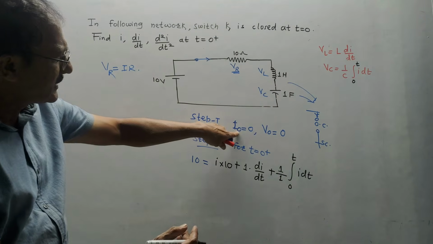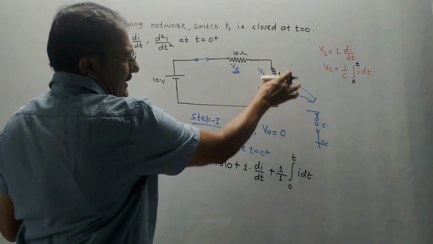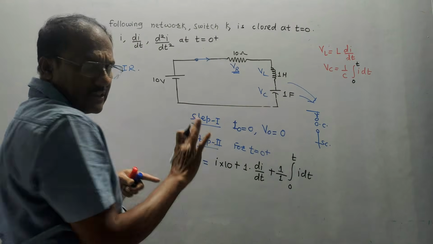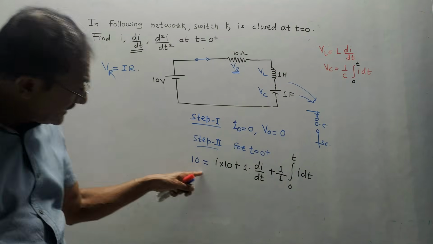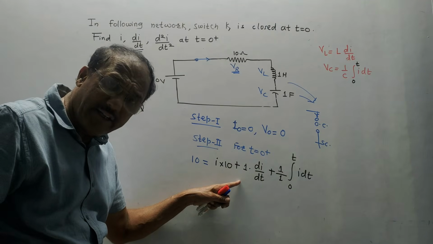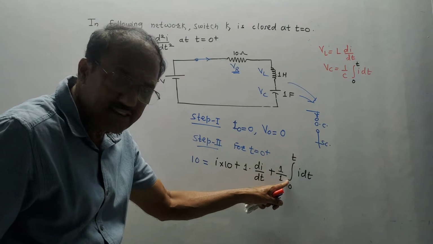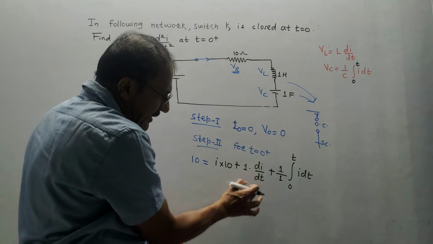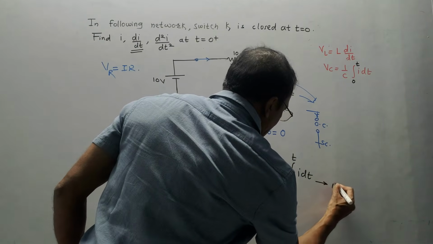So we just now discussed I0 is equal to 0 because at t equals 0 plus, this was open circuited, it was short circuited, so initial current is 0. Next I need to calculate di by dt. This equation already contains di by dt, so I have to only think of this integration term. If this vanishes, then I will get a ready-made answer of di by dt. Say this is equation number 1.